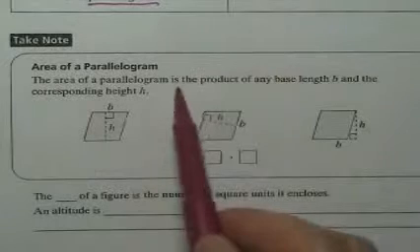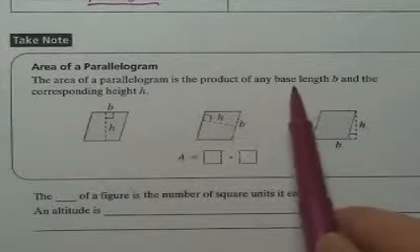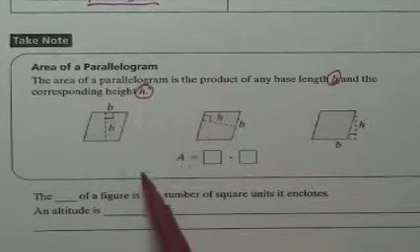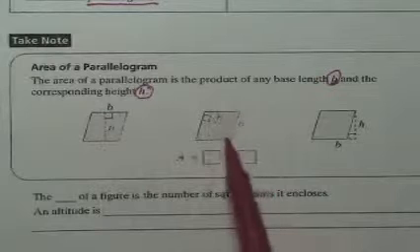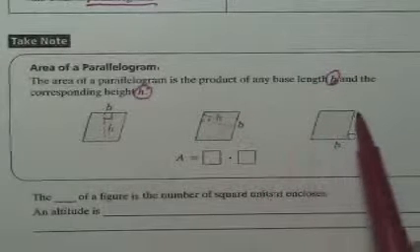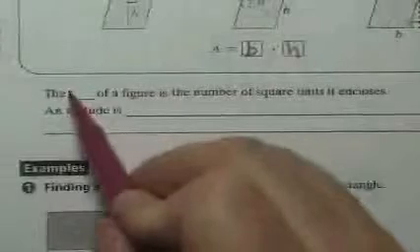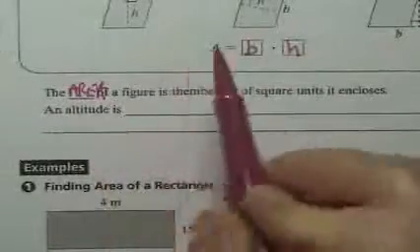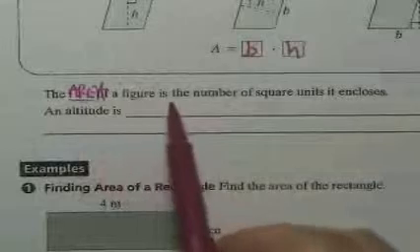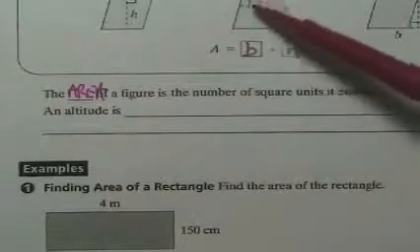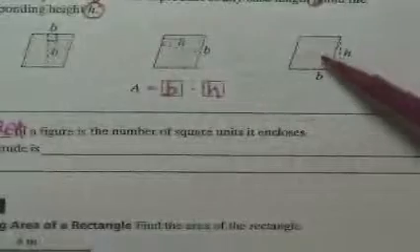And the area of a parallelogram is the product of any base length, B, and the corresponding height, H. So we have a base and a height, base and a height, base and a height. So the area is base times the height. For our sentence below, the area of a figure is the number of square units it encloses. So basically the inside is considered the area.